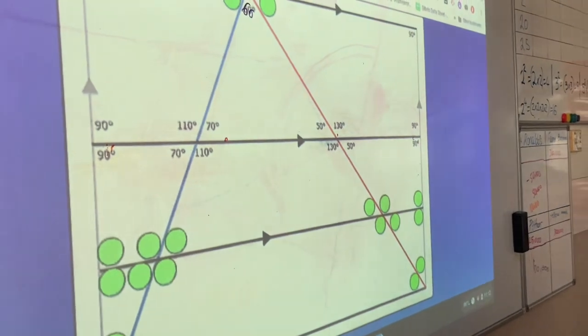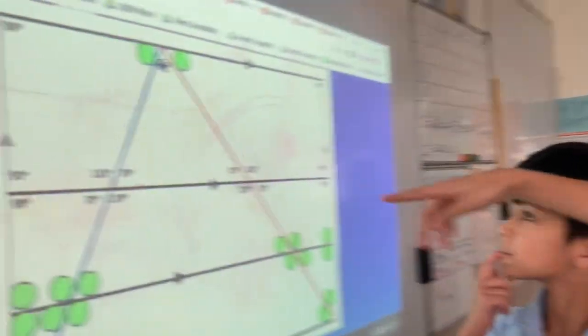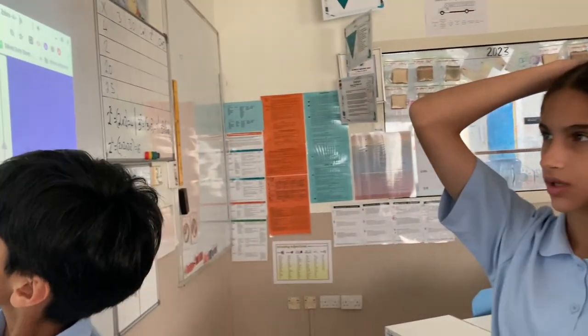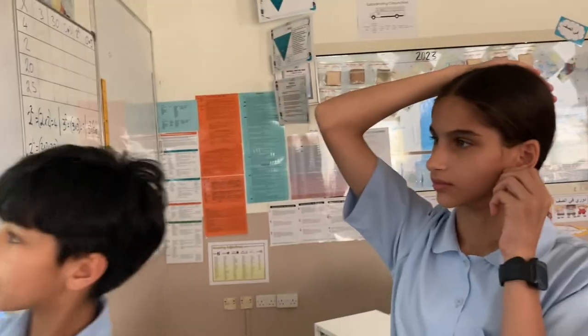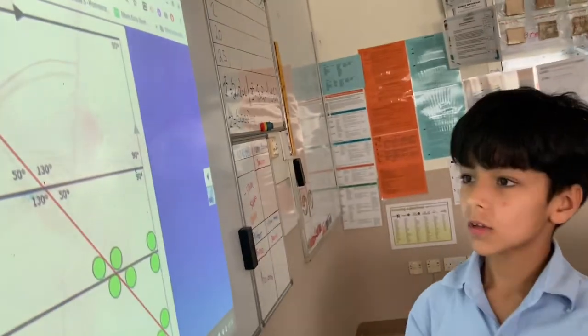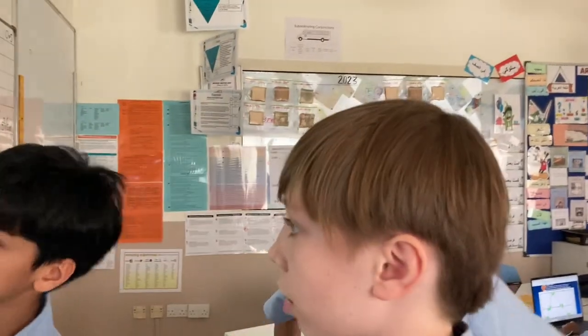And then we can do 90 plus 90 equals 180, and then 180 plus 110 we have 290. So you're doing this 4-sided shape, which is also known as a quad. Quadrilateral. Excellent. And how many degrees in a quadrilateral? 360. Excellent.